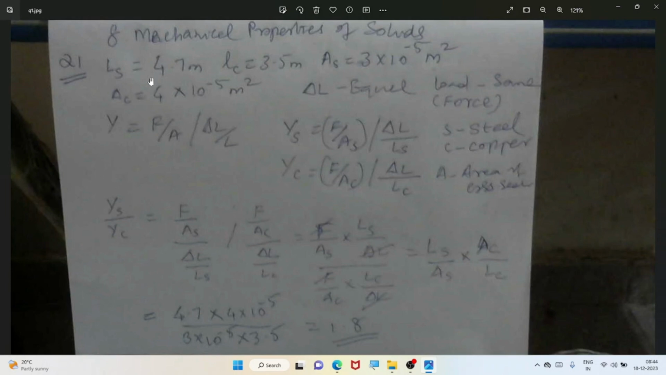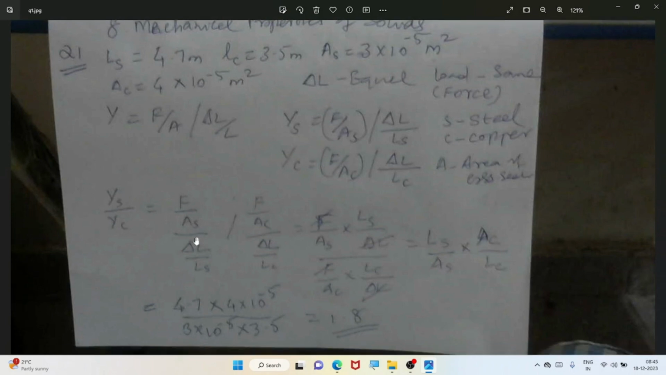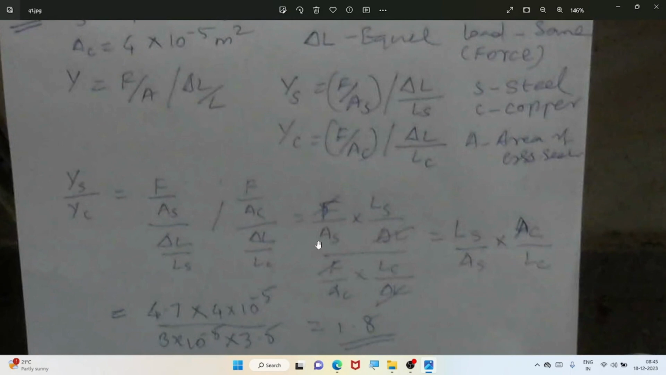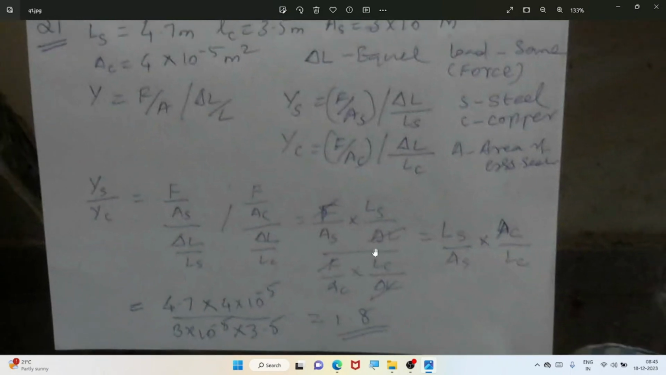Okay, these are all given: length of steel, copper, then the area of the cross sections is given. Delta L is equal for both, and force is also equal for the same load. Young's modulus equals force by area divided by the change in length. Now they are asking the ratio, and they are saying the same load and the same stretch, that is change in length is also same, that is delta L, and force will cancel out.